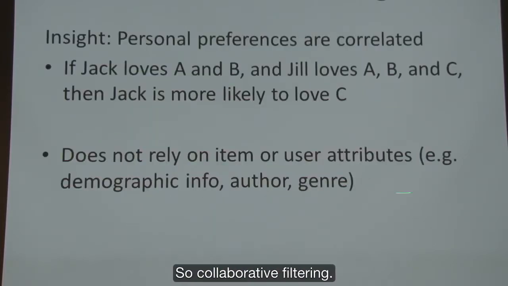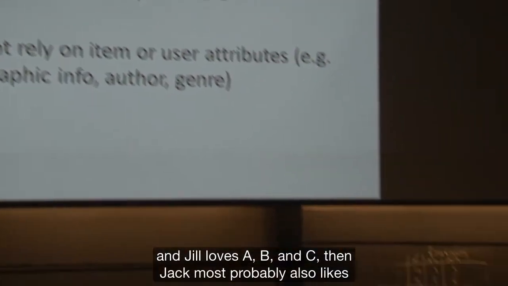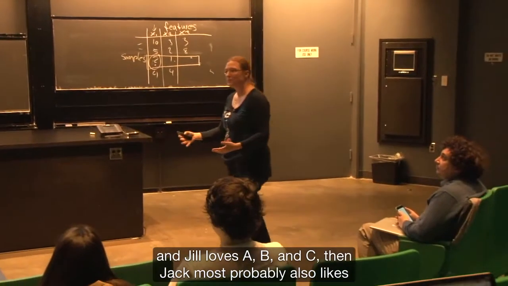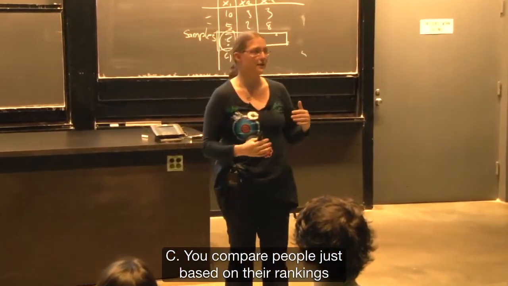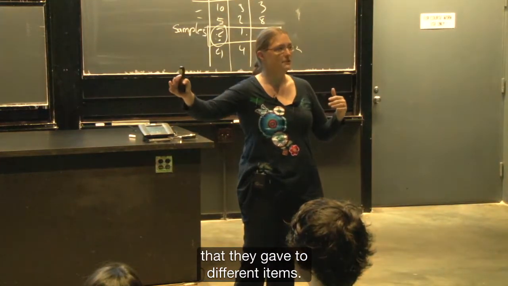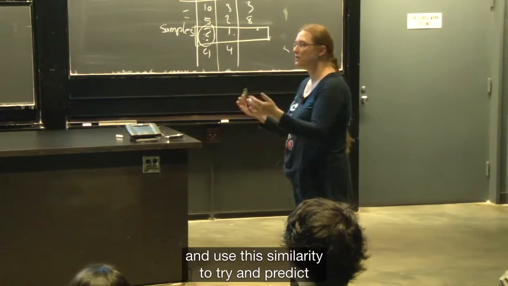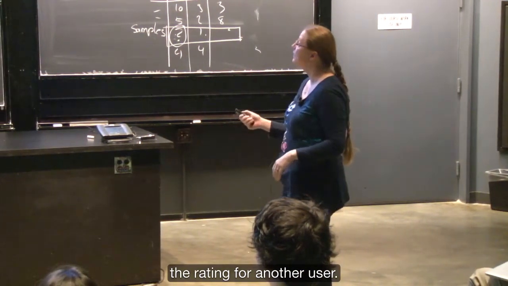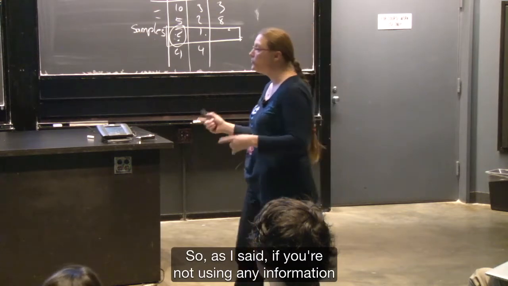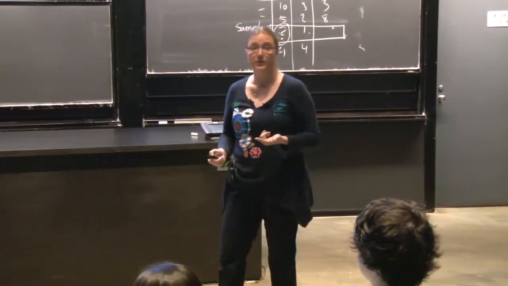So collaborative filtering, the insight is, if Jack loves A and B, and Jill loves A, B, and C, then Jack most probably also likes C. You compare people just based on their rankings that they gave to different items. You look for those that are similar and use this similarity to try and predict the rating for another user. So as I said, you're not using any information about the users or about the items.